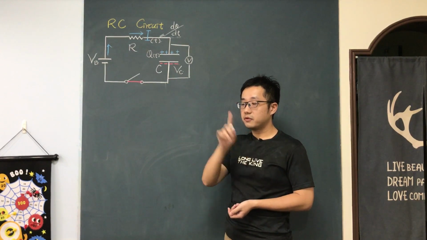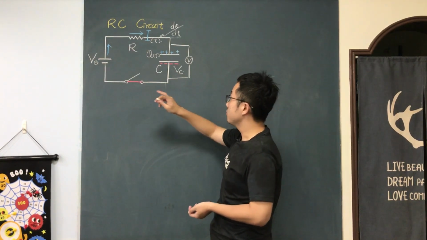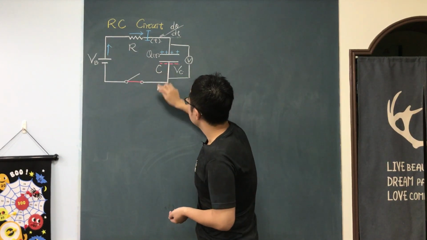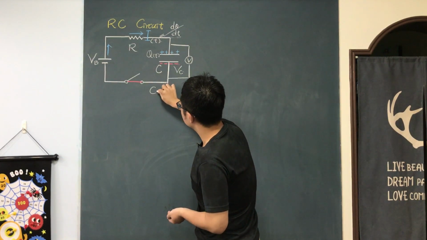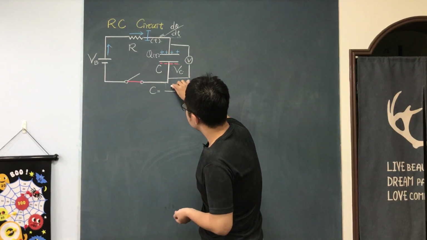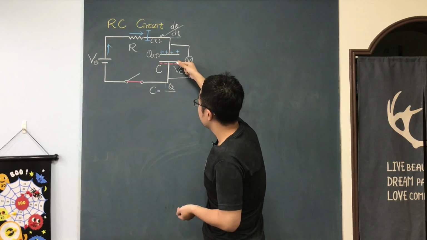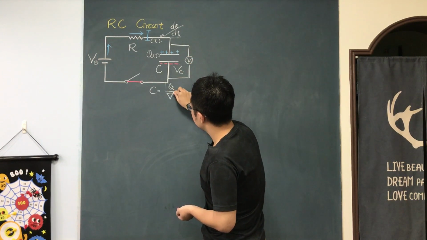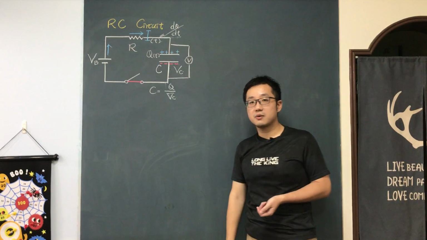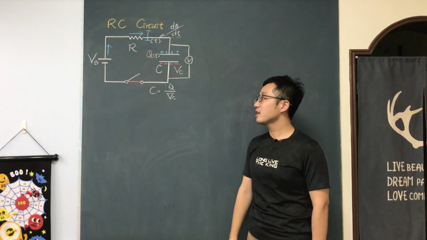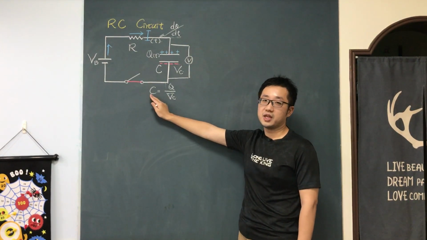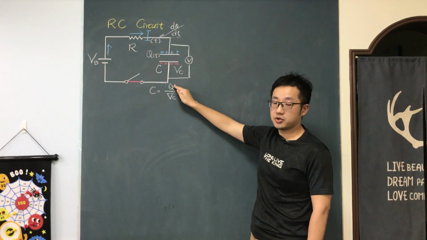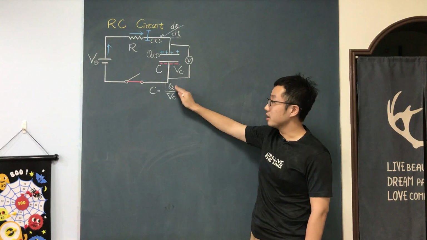Just before your imagination, first I need to introduce what capacitance is. Capacitance is defined as the charge stored on the plates divided by the potential difference created by that charge. This is how I define the capacitance. It is also an indication of how much charge your capacitor can store for a given battery.